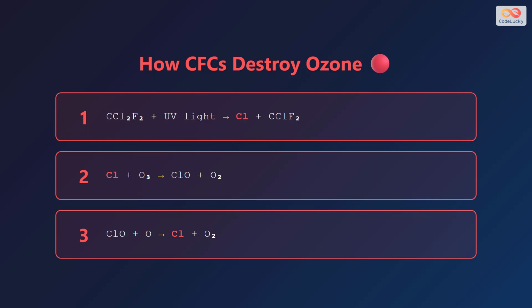The destruction of ozone by CFCs occurs through a 3-step chemical mechanism. First, when CFC molecules like CCl2F2 reach the stratosphere, intense ultraviolet light breaks them apart, releasing highly reactive chlorine atoms. In step 2, these free chlorine atoms attack ozone molecules. When chlorine reacts with ozone, it produces chlorine monoxide, written as ClO, and regular oxygen, O2. In step 3, the chlorine monoxide reacts with free oxygen atoms, regenerating the chlorine atom and producing more oxygen molecules. This is the key problem. The chlorine atom is released to destroy more ozone.